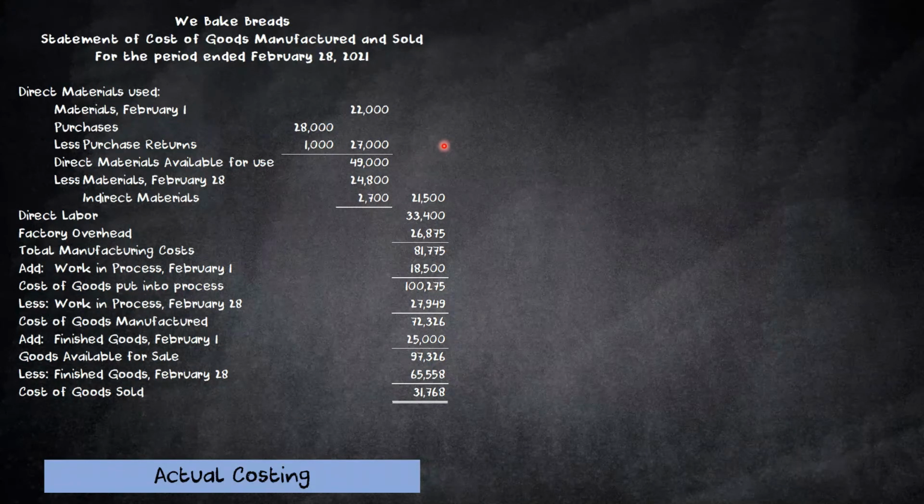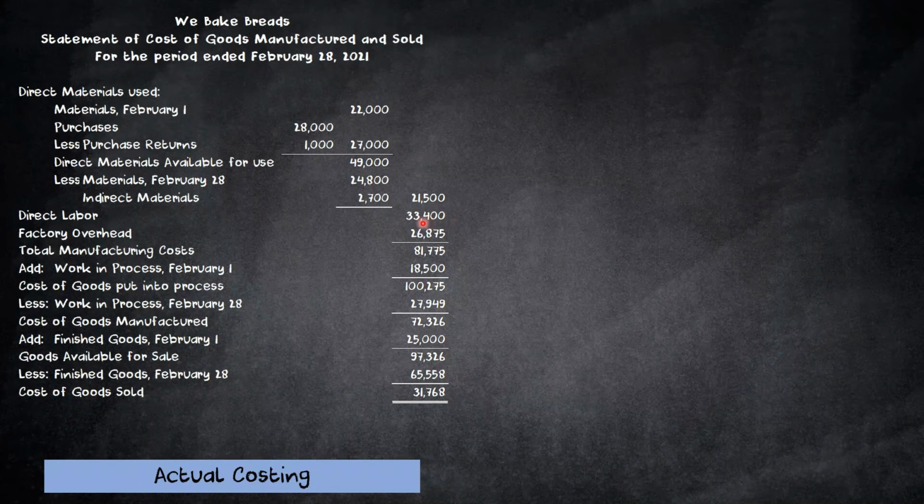So unahin natin si DM. Direct materials used will be attained by having first the beginning balance. Add natin sa net purchases, we will get the direct materials available for use. Tapos deduct natin si ending balance and si indirect materials, makukuha natin si 21,500. Ito na yung DM used natin. Ang DL natin is 33,400. Ito yung na-compute natin kanina.